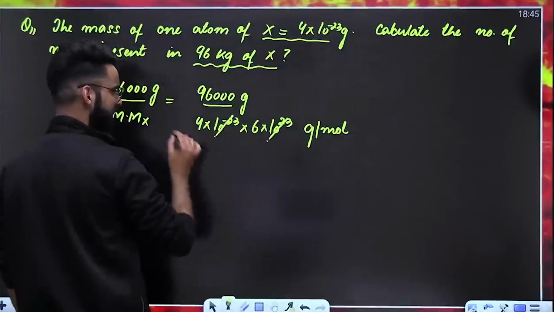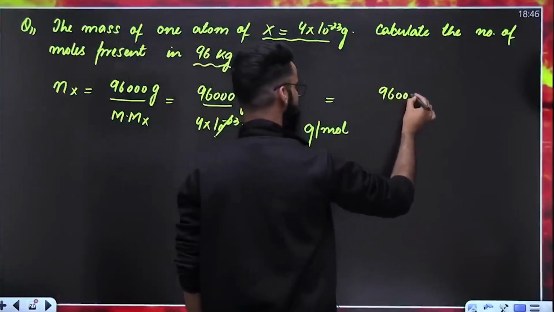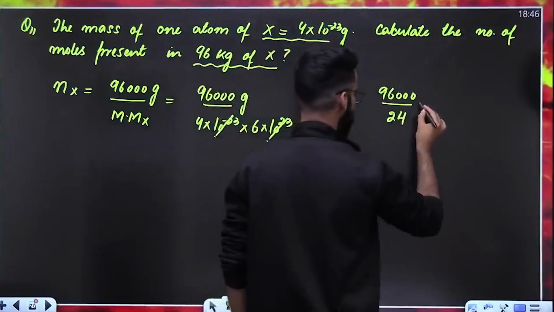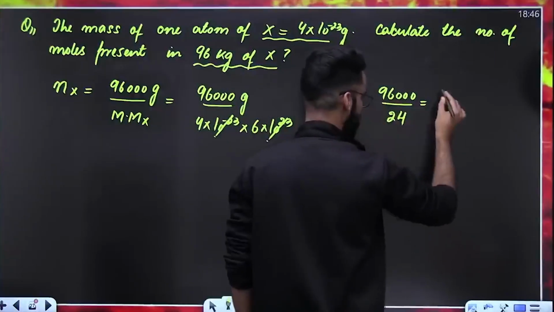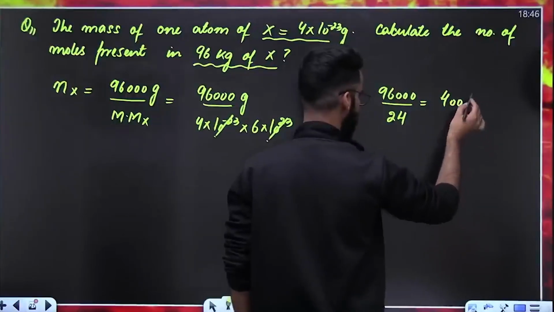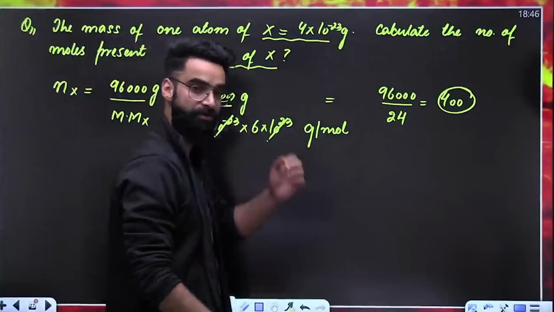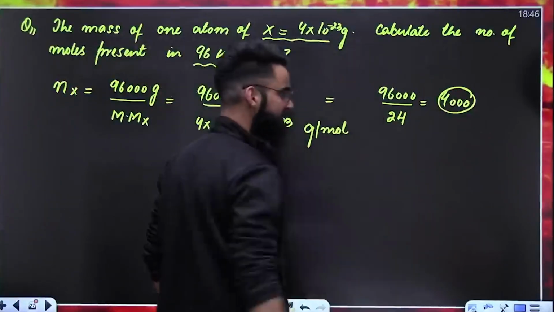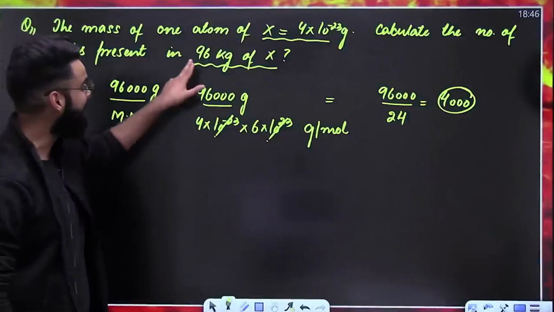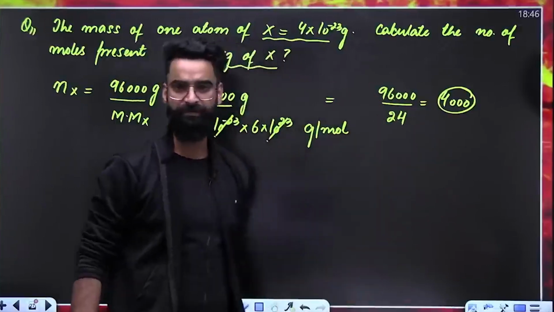So grams got cancelled, right? So it's going to be 96,000 divided by 6 fours are 24. So the value comes out to be 4,000 moles. Perfect. So what did we calculate here? 96 kg of X means 4,000 moles.